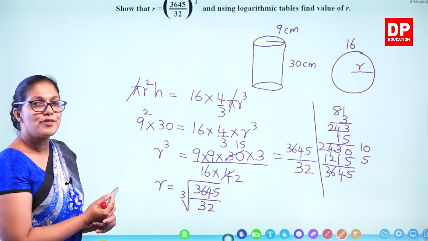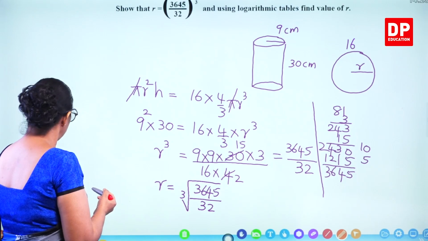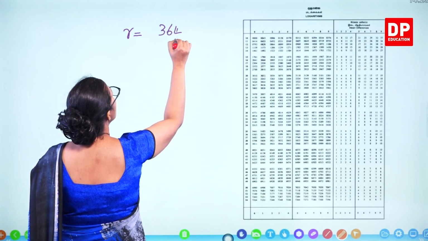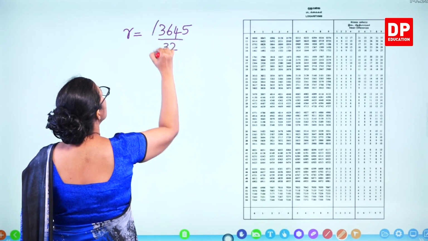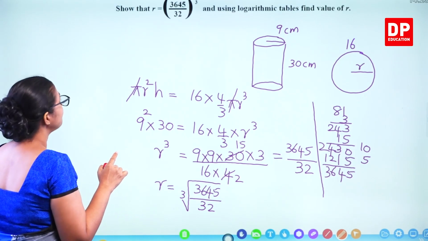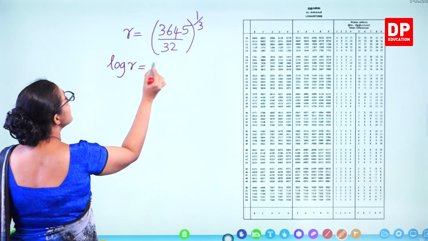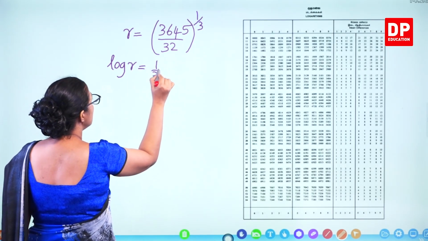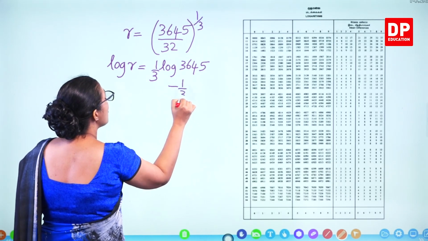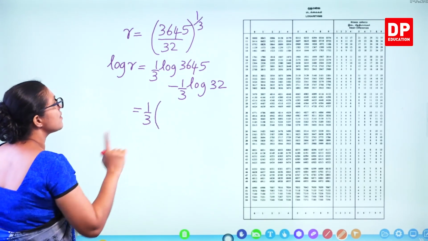Now we can find R using the log table. So R equals 3645 over 32, power 1/3. Now take log on both sides. Logarithm of R is 1/3 of log 3645 minus 1/3 of log 32. So you can take 1/3 out and subtract the values.